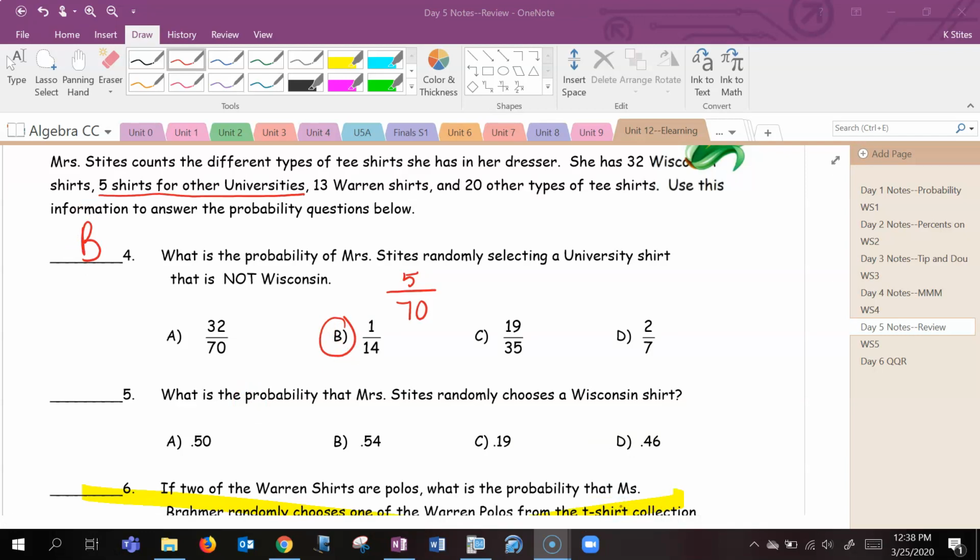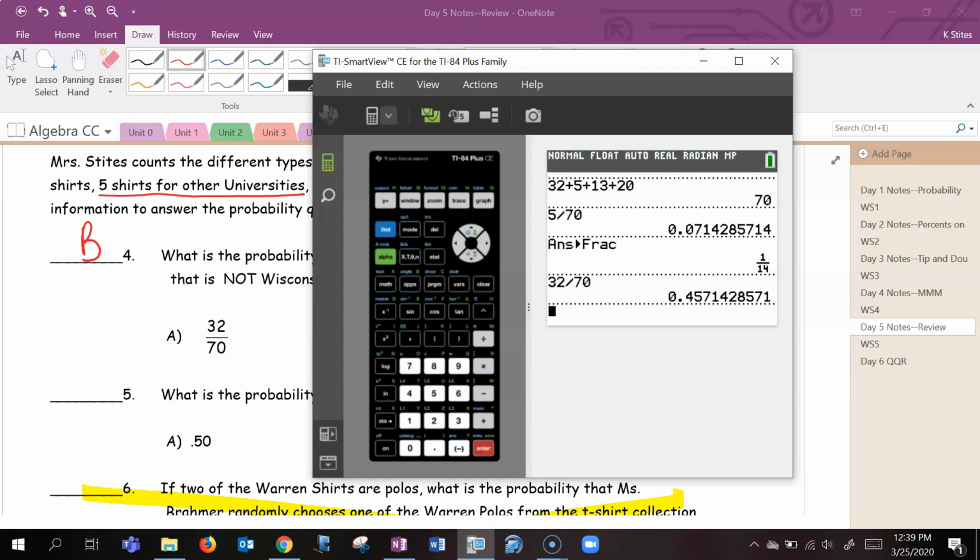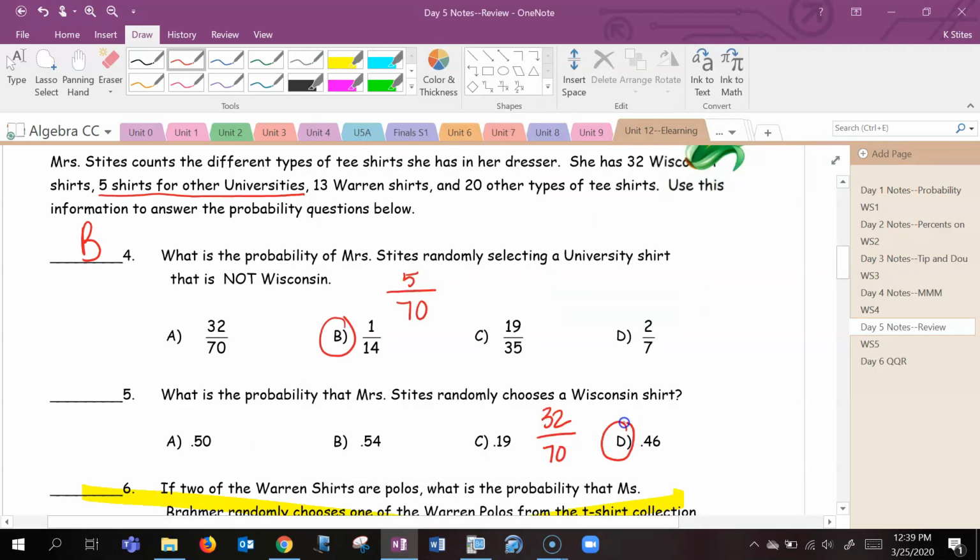Okay. Next, what is the probability that Mrs. Stites randomly chooses a Wisconsin shirt? Well, Wisconsin, there are 32 of them. Out of, again, we found 70 total shirts. So let's type that in. 0.46 it looks like. And there it is. All right, there's your review of probability. Let's flip the page and do a review of pie charts.